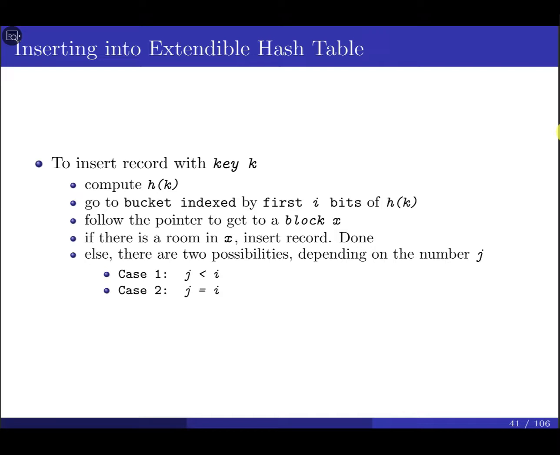If not, it depends on the value of the parameter, you have 2 different scenarios. Whether the local parameter of this block, and by the way, which block do I need to consider? The one that caused the problem. If the local value is less than the global parameter, yes, that means split, and redistribute the keys based on the value of j plus 1. Then after that, update the local value for the old and new block. Then adjust the pointers from the directory or the hash table. If the value of j equals the value of i, the local equals the global, that means you cannot do this step yet.